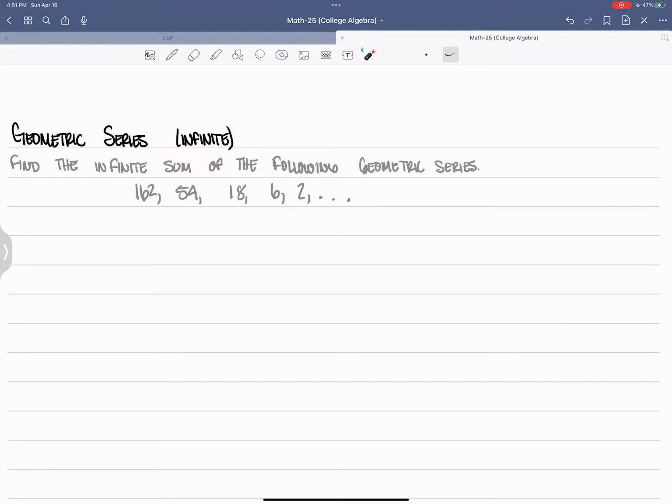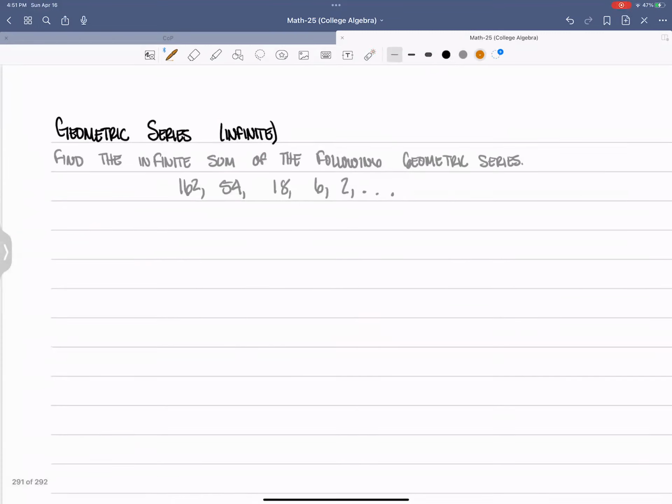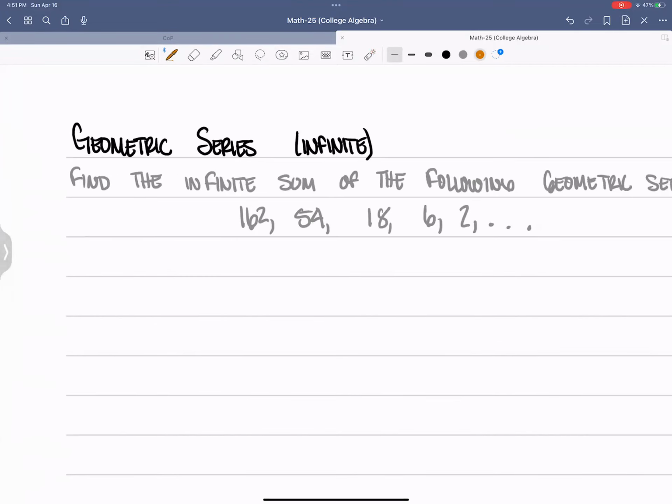So here we have some values that we could find an infinite series with, but not all of them. Let's see what we have. S sub infinity, the infinite series, that's why we have infinity instead of n, is equal to a1 over 1 minus r. But we have a restriction. The restriction is that r has to be greater than -1 and less than +1.